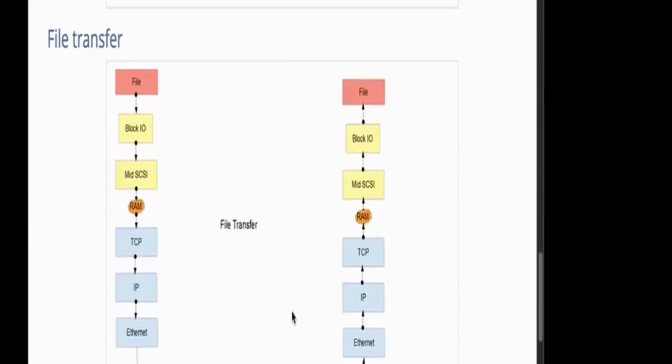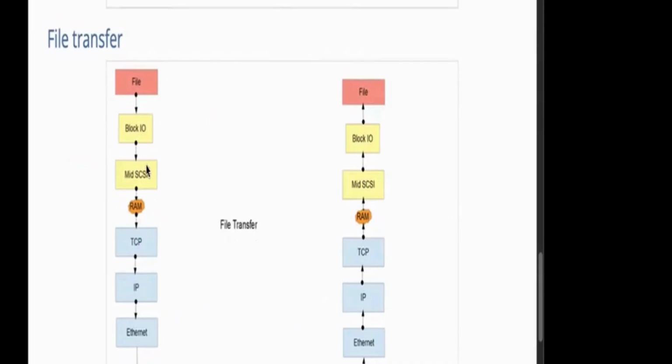When it comes to doing file transfers, first you need to get your data off a disk, some kind of disk, whether it's solid state disk or whether it's spinning disk, it's some whole system. It has to find the file on the disk.